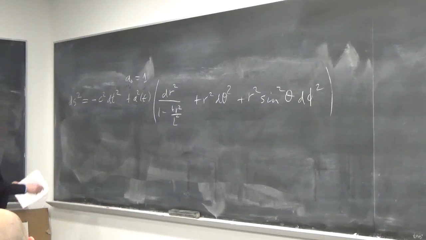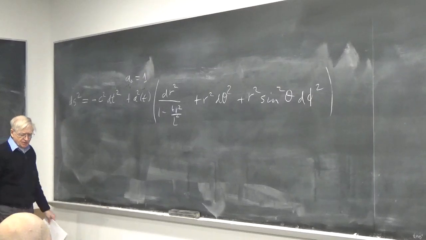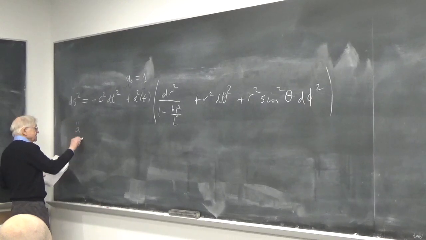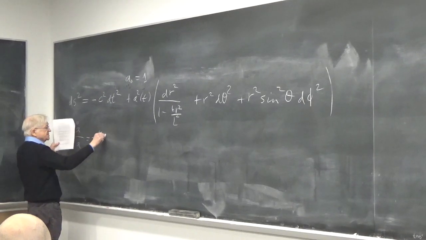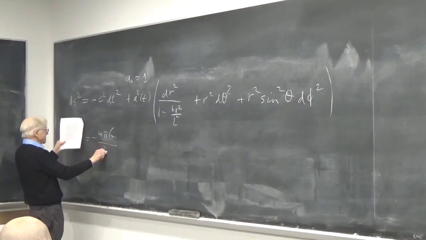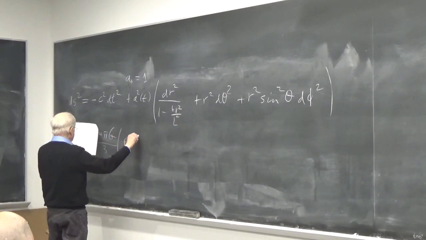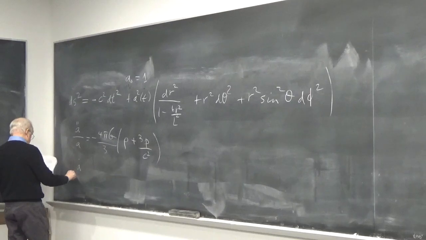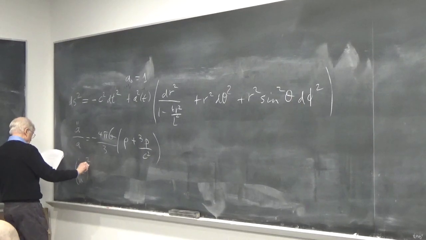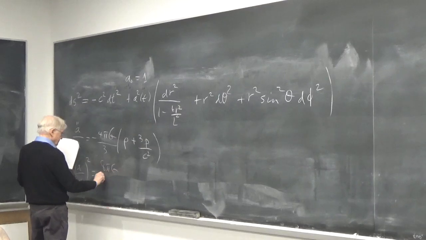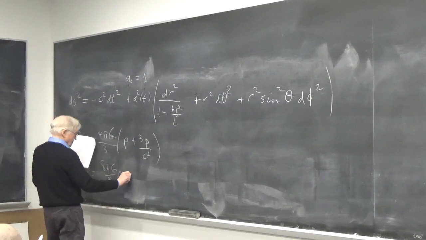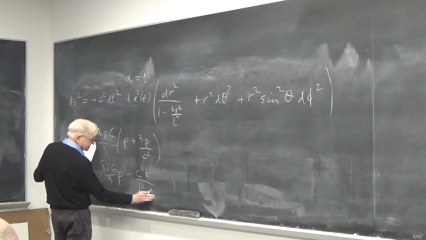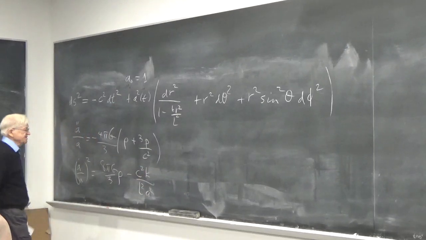Anyway, if you take this metric and stick it into Einstein's equations, then what you find is 2 equations. A double dot over A is minus 4 pi big G over 3, the mass density plus 3 times the pressure over c squared. And the second equation is A dot over A squared is equal to 8 pi G over 3 rho minus c squared K over L squared A squared. As before, you can pretty much blow away that second term.